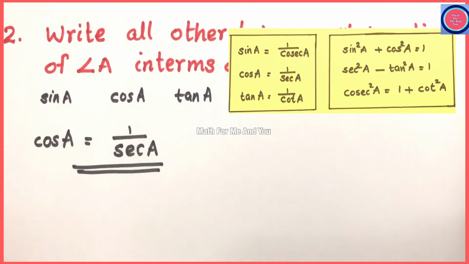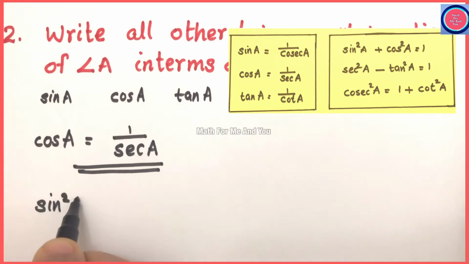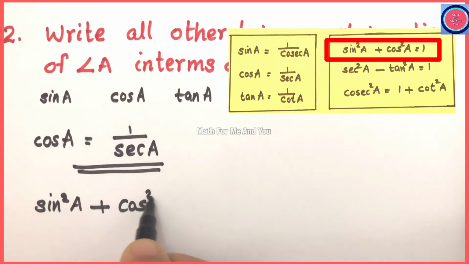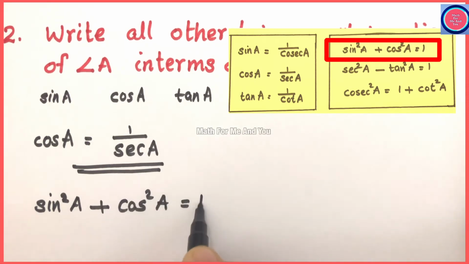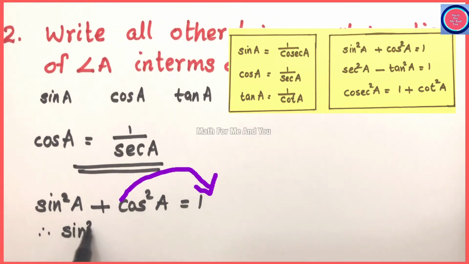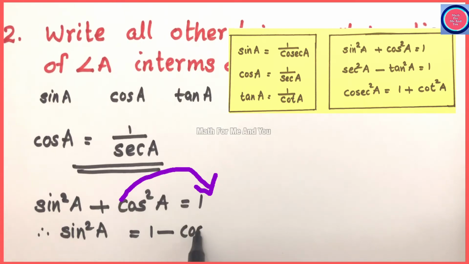Now we can write sine or tan or cosec or cot. I'm going to start with sine A. Sine is not directly connected with the sec, but there is a relationship between sine and cosine. So we are going to start with that: sine square A plus cos square A is equal to 1. Why have we taken this relationship? Because cos is the reciprocal of sec. Move cos square A to the right side, and we get sine square A is equal to 1 minus cos square A.